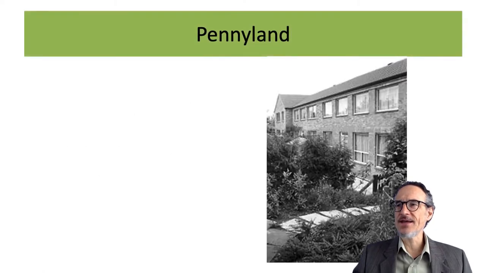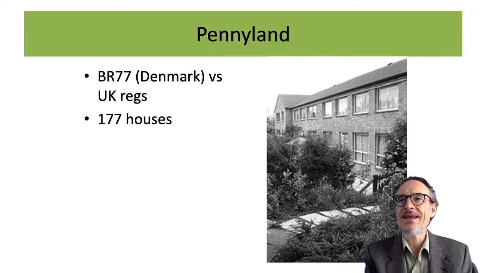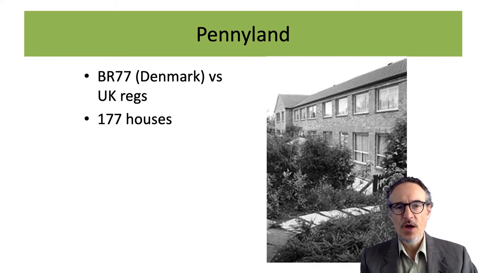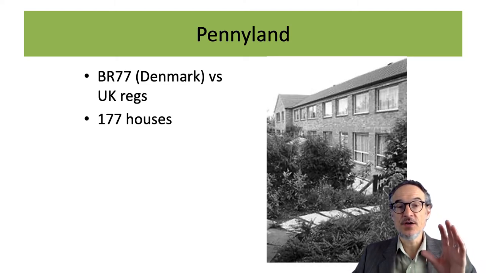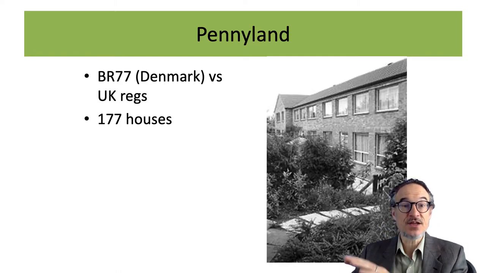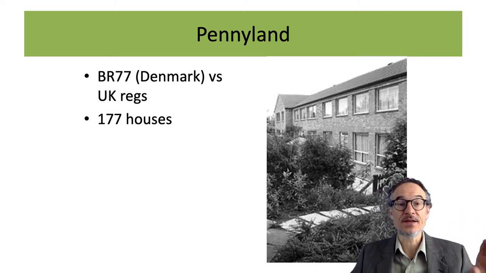There was, in the early 1980s, at the end of the 1970s, a project called Pennyland. In the UK, they built some buildings, and there were 177 houses which they built. They built some of them to the new Danish BR77 standards, and some of them they built to the UK standards.